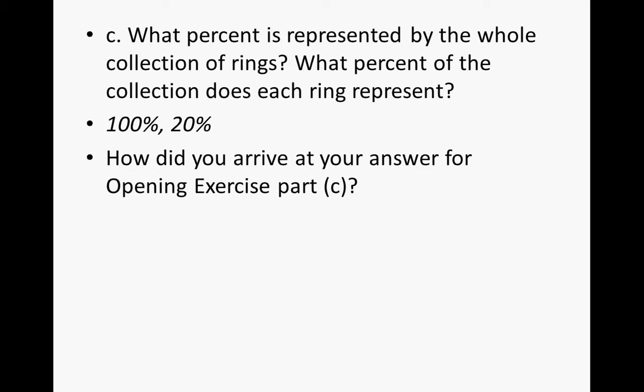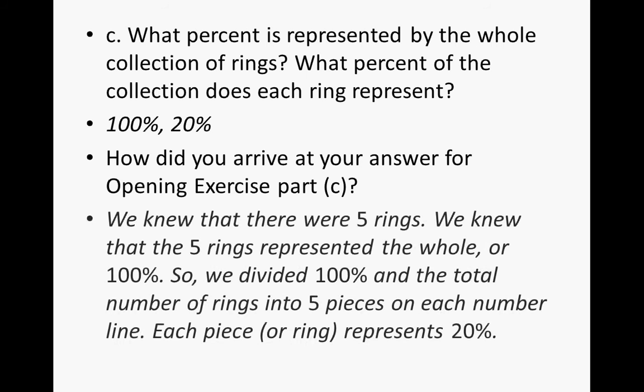So how did you arrive at your answer for the opening exercise for part C? Well, we knew that there were 5 rings. We knew that the 5 rings represented the whole, or 100%. So we divided 100% and the total number of rings into 5 pieces on each number line. Each piece, or ring, represents 20%.